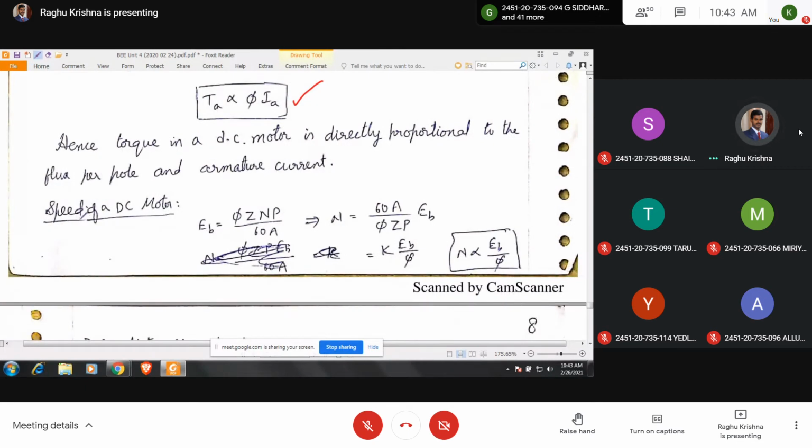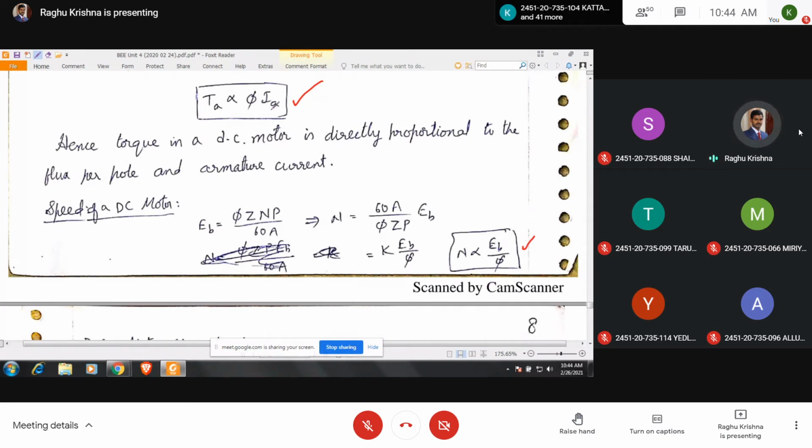Now let us similarly find the speed of a DC motor. You know that EB equals phi Z N P by 60A. From that, rearranging these parameters, you can write N equal to this. Here A is a constant, Z is a constant, P is a constant for a given machine. So this can be written as K into EB by phi. So N is proportional to EB by phi.